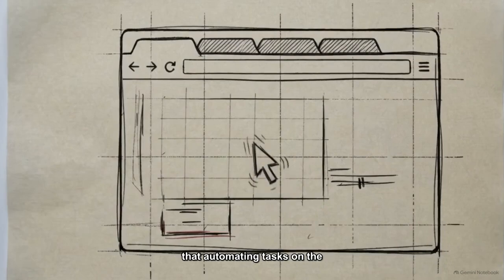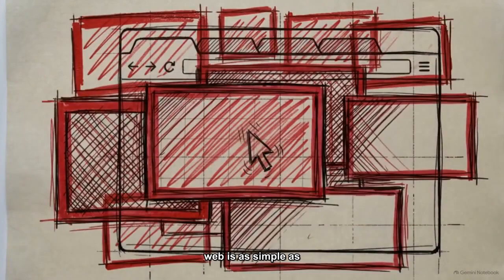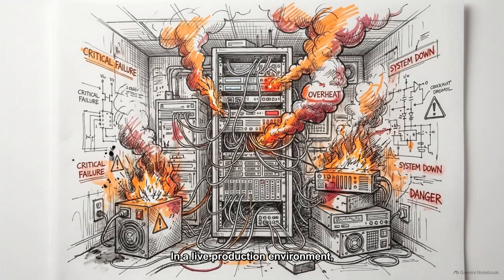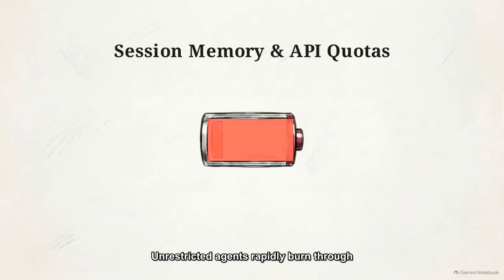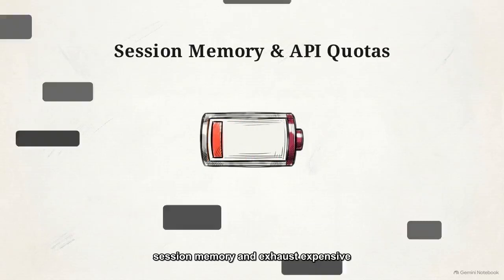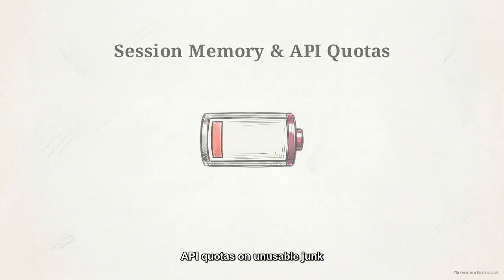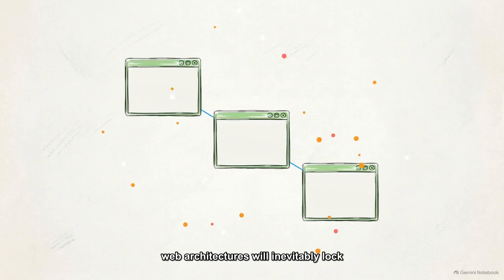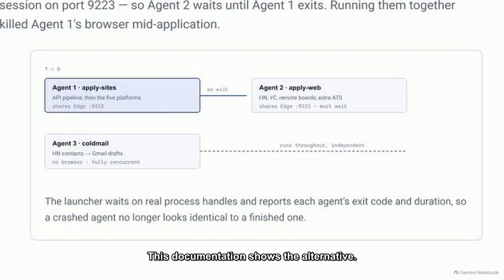There is a common assumption that automating tasks on the web is as simple as connecting a large language model to a browser. In a live production environment, that naive approach falls apart. Unrestricted agents rapidly burn through session memory and exhaust expensive API quotas on unusable junk data. A single, unconstrained script trying to process complex, multi-page web architectures will inevitably lock up and crash. This documentation shows the alternative, a multi-agent architecture explicitly engineered to handle the exact constraints of the modern web.